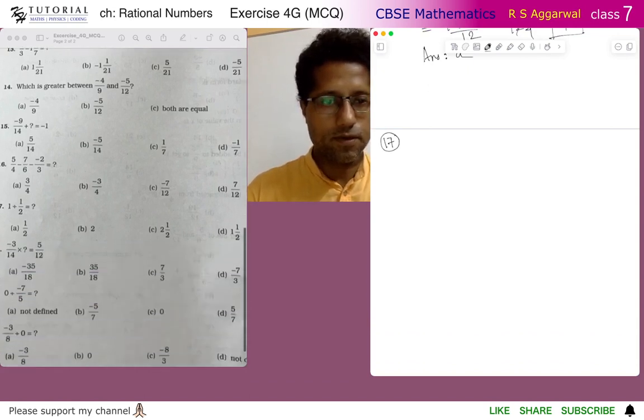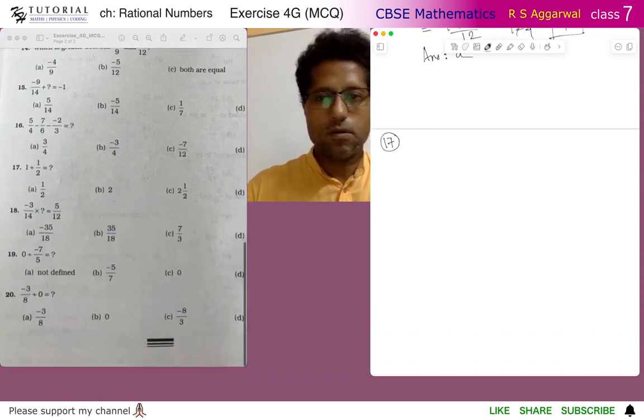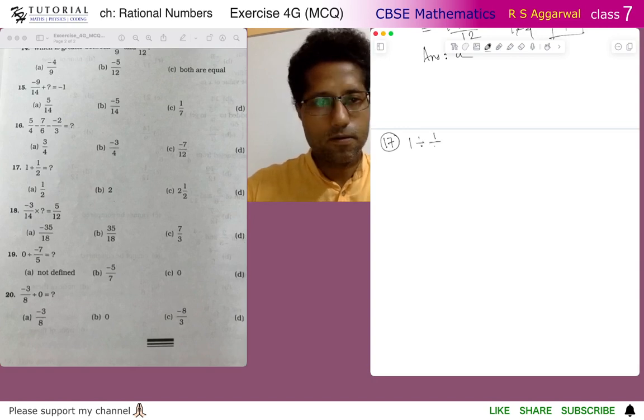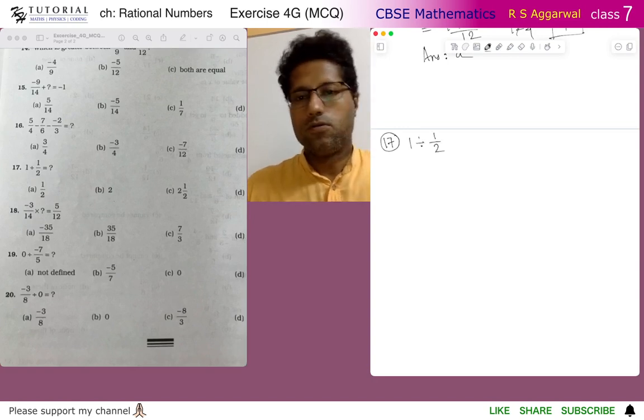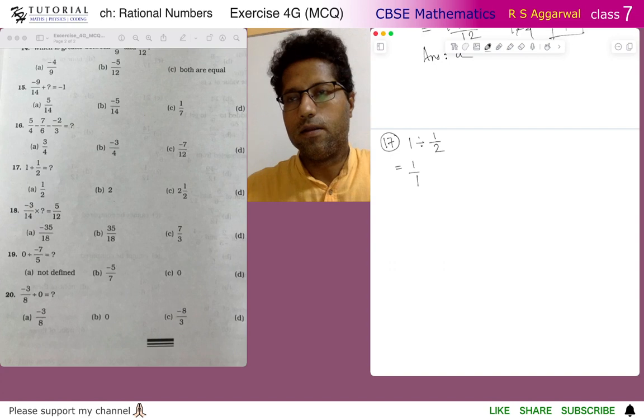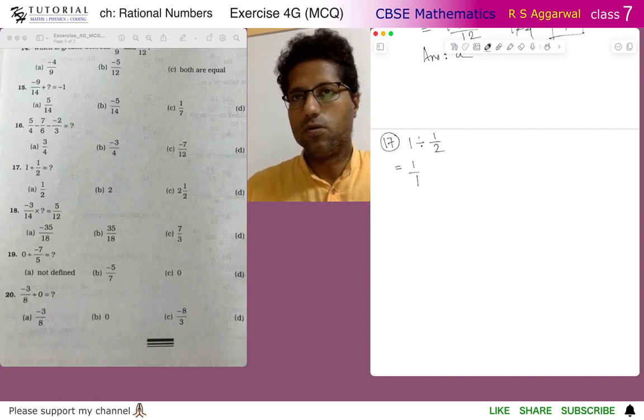Question number 17 says, how much is 1 divided by half? So this is a division of two rational numbers. So 1 means 1 by 1, and when we do division of rational numbers, it is equivalent to the multiplication of the reciprocal of the rational number.